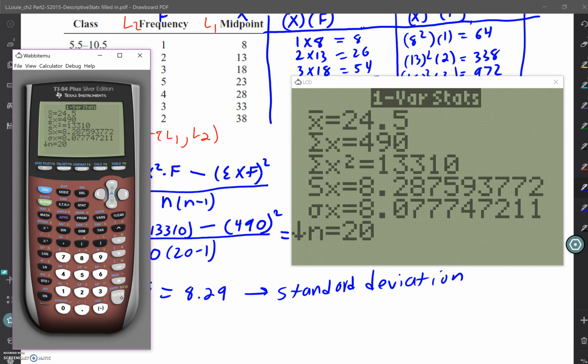If we round, our Sx matches the standard deviation that we got by hand, right? We're going to get 8.29. And we would take our 8.29 and square it to get back to the variance. But we can still get both numbers. Any questions?